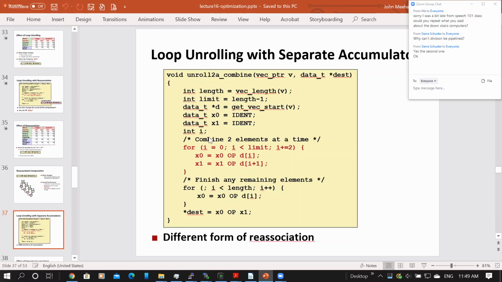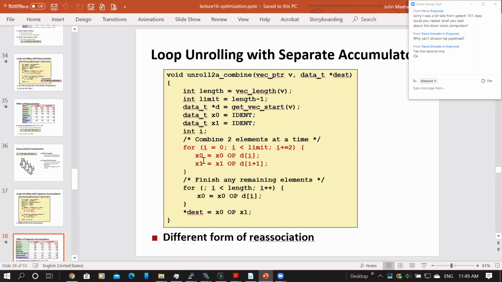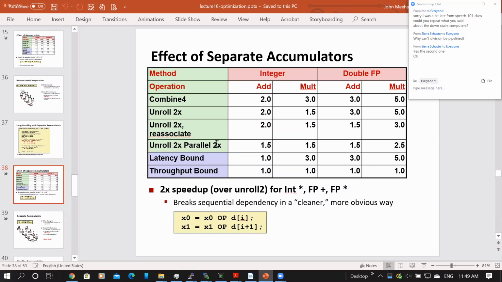So this is doing a 2 by 2. I got 2 accumulators. Will this go any faster than the other one? So I unrolled it 2 ways, and I had 2 accumulators going. We finally were able to get the integer add down to 1.5. And these guys all stayed the same, and the multiply dropped a little bit more down to 2.5.